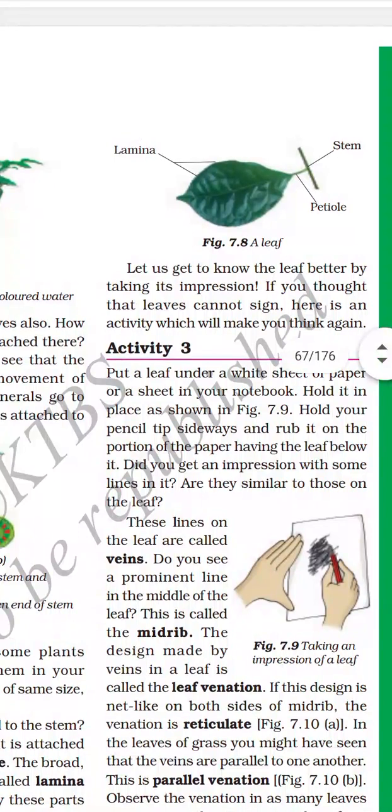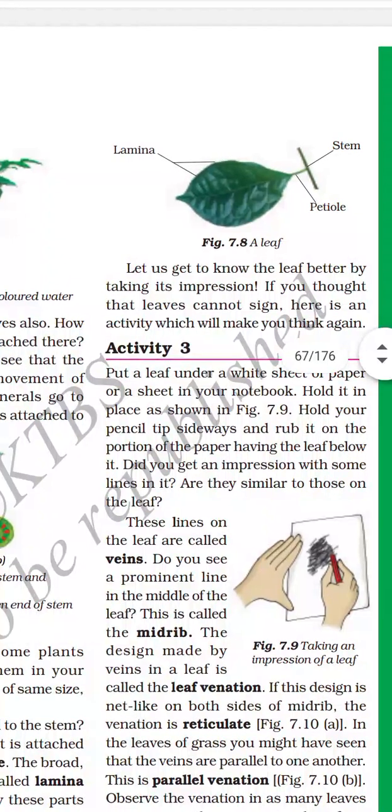The arrangement of veins like a network connected to each other is called reticulate venation. The leaves of grass, where the veins are arranged parallel to each other, are called parallel venation.